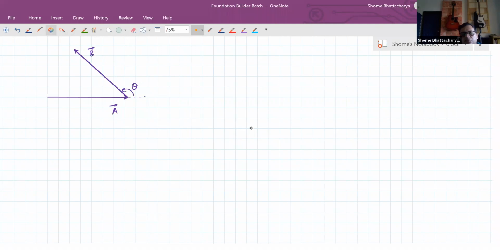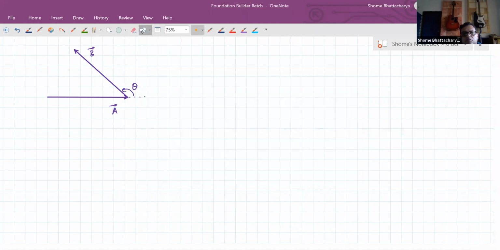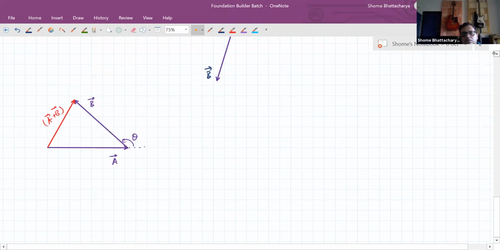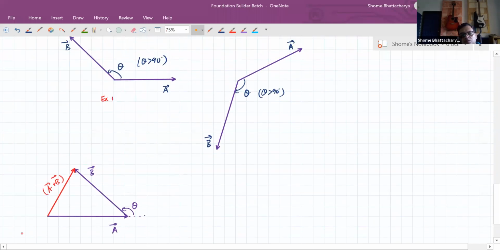And in this diagram now, the resultant of A and B, or the sum of A and B, will become like this. So if I draw the triangle using the second set of vectors, this was example 1, so this will be the triangle corresponding to example 1.